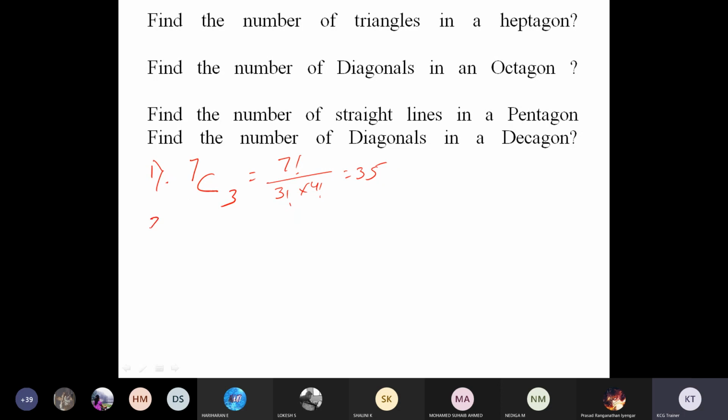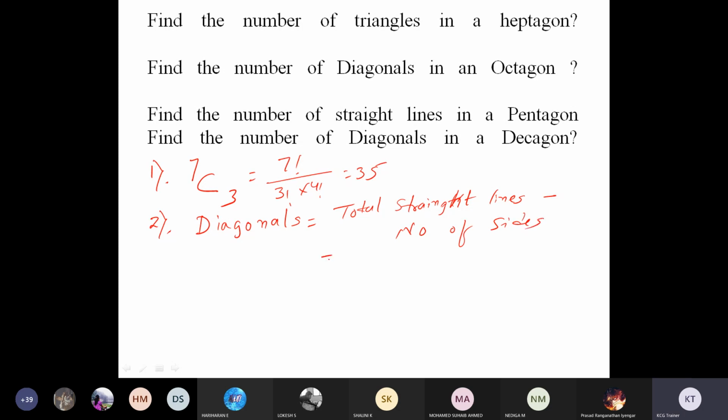Second one, find the number of diagonals in an octagon. What do you mean by diagonals in an octagon? Diagonals cannot be calculated directly for any figure. Diagonals can be calculated as the total straight lines minus the number of sides.